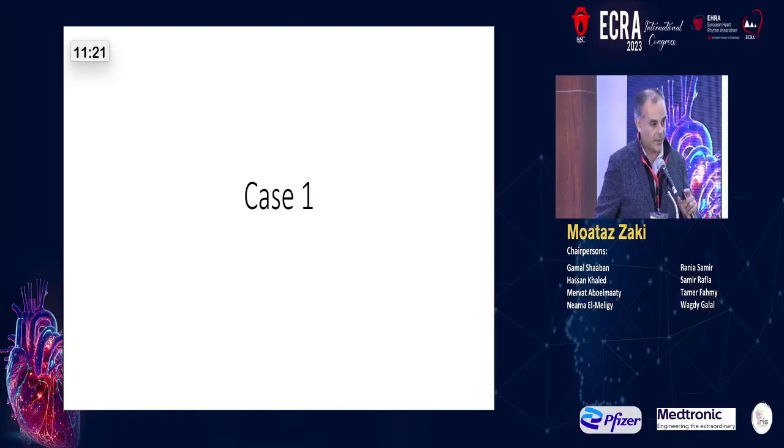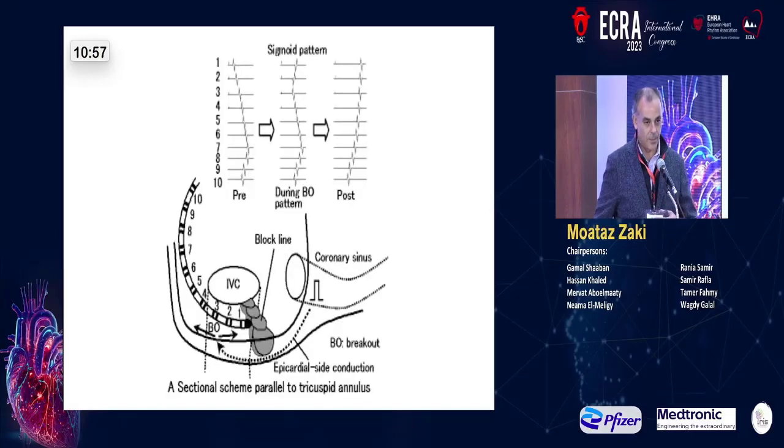And this first case is a flutter case. It's not my own case, but I had a similar case maybe 8 to 10 years ago. And I was surprised by this case, and I couldn't actually elucidate the mechanism of the flutter. And then maybe after 10 years, I came across this pattern. So this is a case of typical counterclockwise atrial flutter, in which we actually did a CTI ablation.